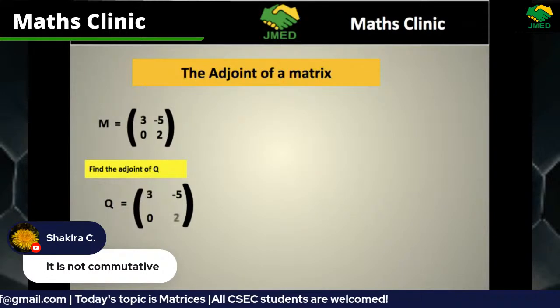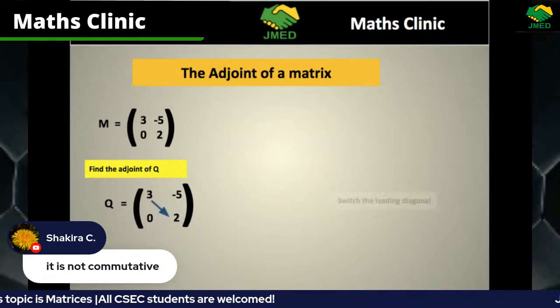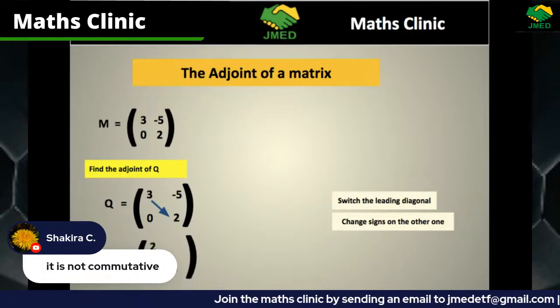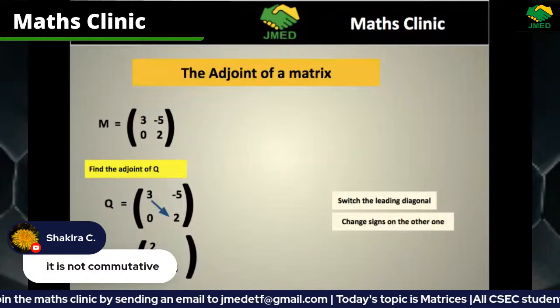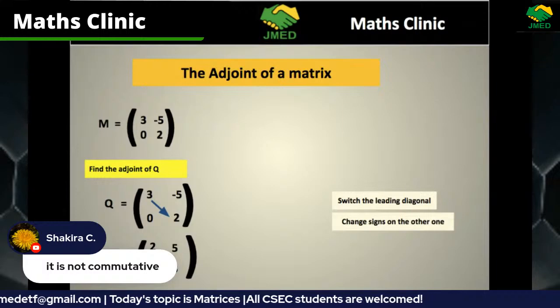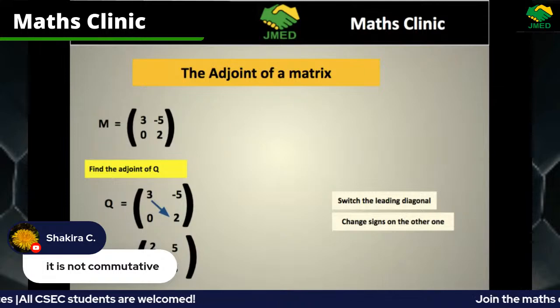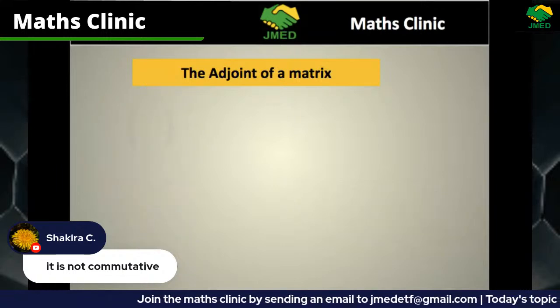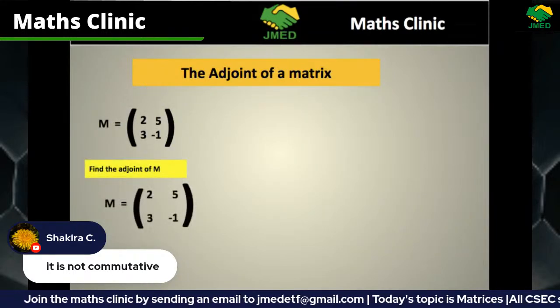So in the adjoint, remember, the leading diagonal gives us a clue what to do. We switch them, and then we change signs on the other diagonal. So first move 2 and 3, and you do them in this order. Just switch them first, and then change signs. And you will know that 0 doesn't have a negative, right? So it will just be 2, 5, 0, 3. That's how we do it. That's the adjoint.